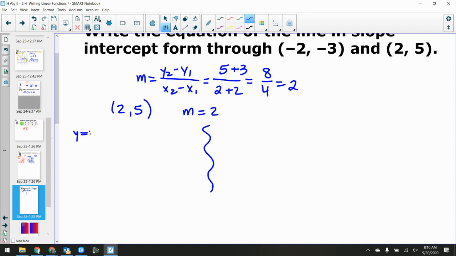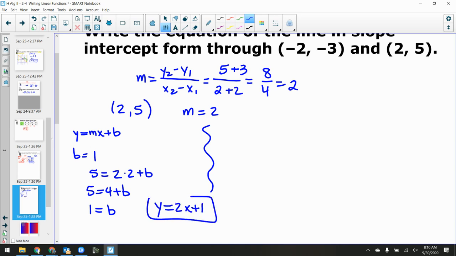So again, we've got y equals mx plus b, and I'm going to solve for b. Y is 5, m is 2, x is 2, and b is our unknown. 2 times 2 is 4. So therefore, b is 1 when I subtract the 4 over to the other side. So my equation is y equals 2x plus 1.